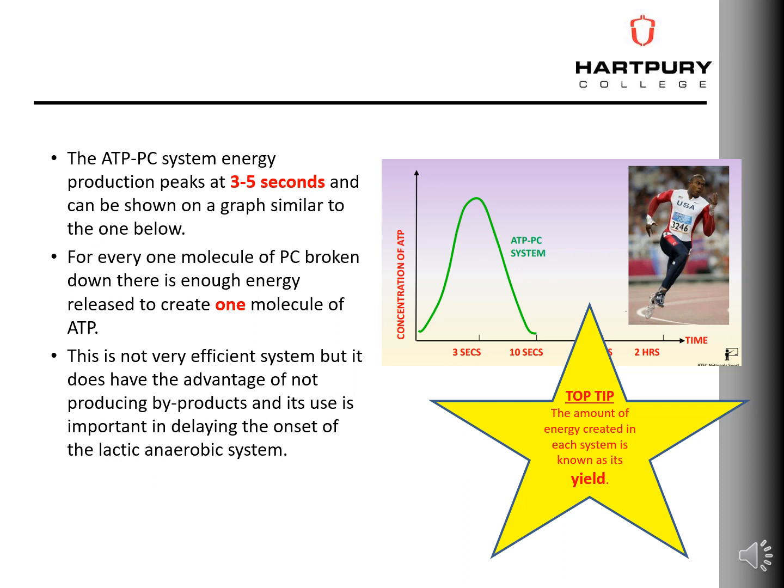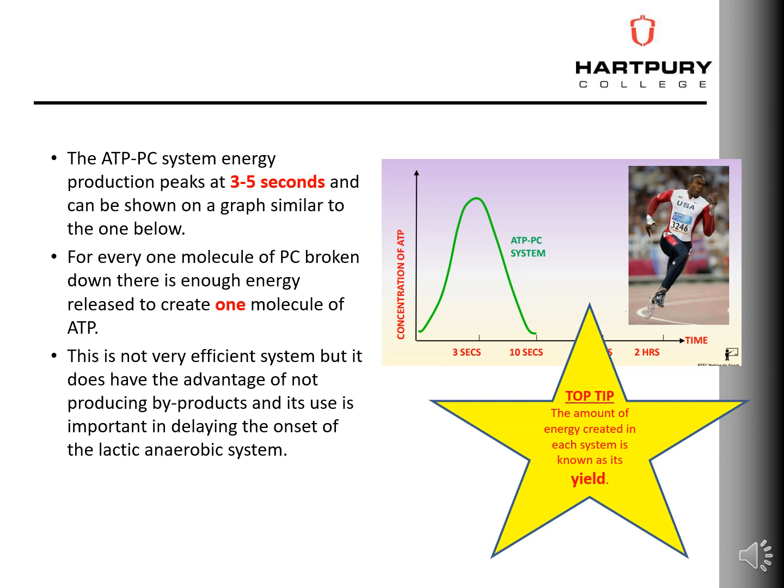Okay, for every one molecule of PC broken down, there's enough energy to create one molecule of ATP. So this energy system has a yield of 1 ATP. So top tip, yield means how much energy, how much ATP it creates. And the answer is 1 for this particular system. This is not a very efficient system, okay, but it does have the advantage of not producing any byproducts, and its use is important in delaying the onset of the lactic acid system or the lactate system.